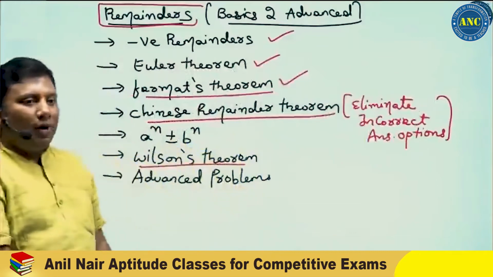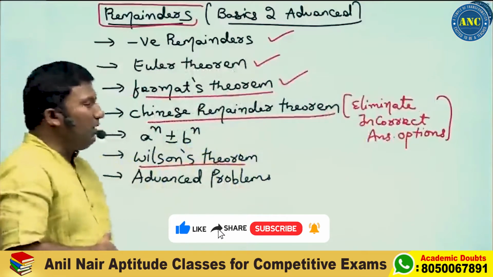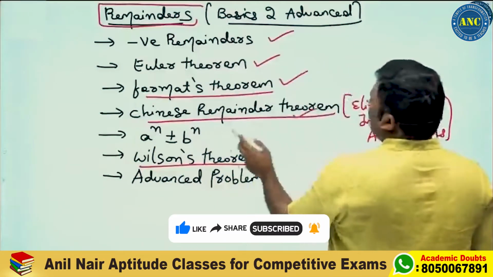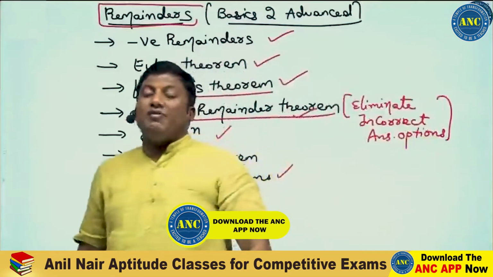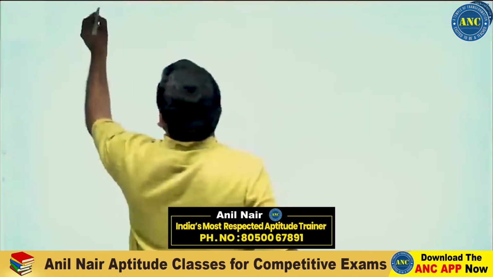Then we will see problems based on a^n plus or minus b^n. These are the 6 types which we are going to discuss. Definitely a minimum of 4 hours is required to discuss every concept in detail. Let us see type 1.